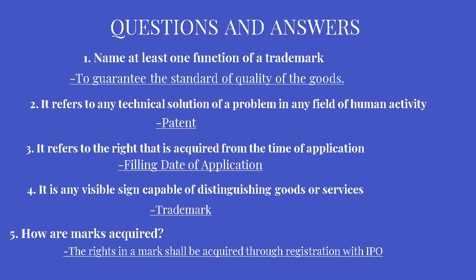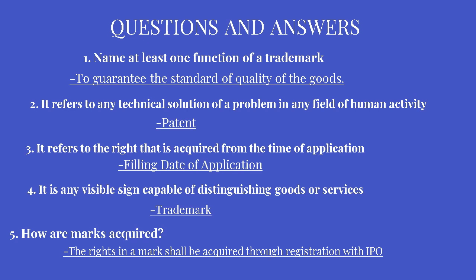Now, let's answer these questions. Number 1, give at least one function of a trademark. The answer is to guarantee the standard of quality of the goods. Number 2, it refers to any technical solution of a problem in any field of human activity. It is called patent. Number 3, it refers to the right that is acquired from the time of application. Answer is the date of filing an application. Number 4, it is any visible sign that is capable of distinguishing goods or services. It's called trademark.